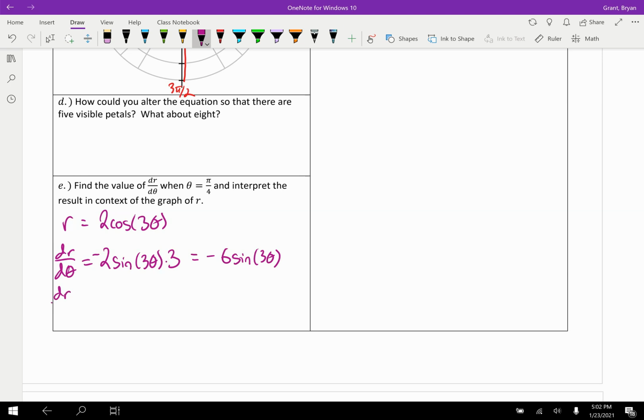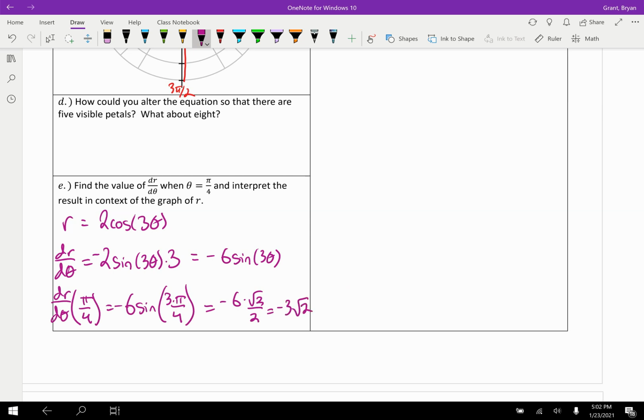They want the value of dr d theta at pi over 4. So that becomes negative 6 times the sine of 3 times pi over 4. Well, that's 3 pi over 4, and sine is positive in the second quadrant, so negative 6 times root 2 over 2, or negative 3 root 2.